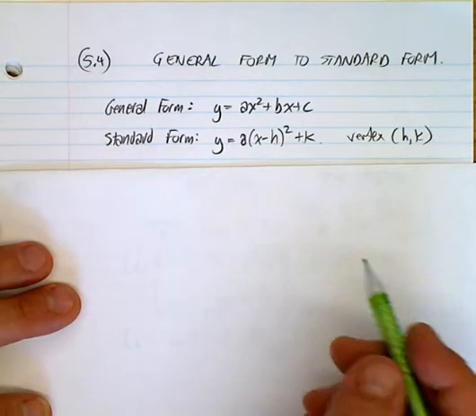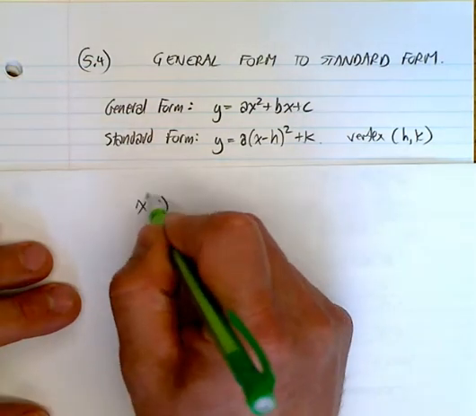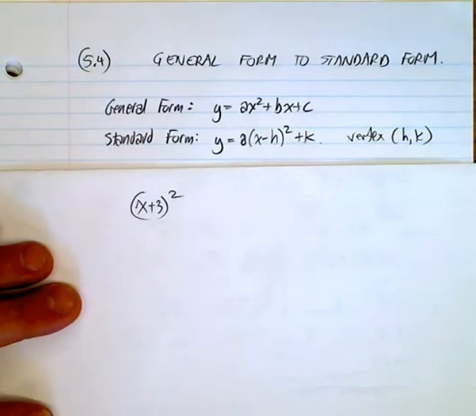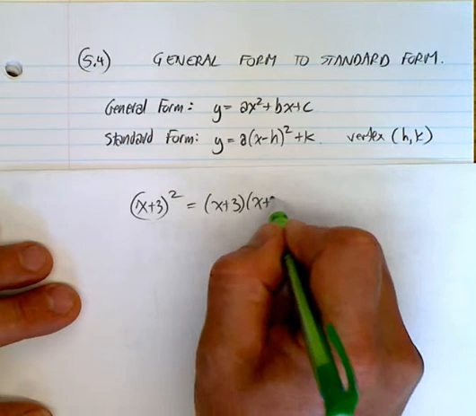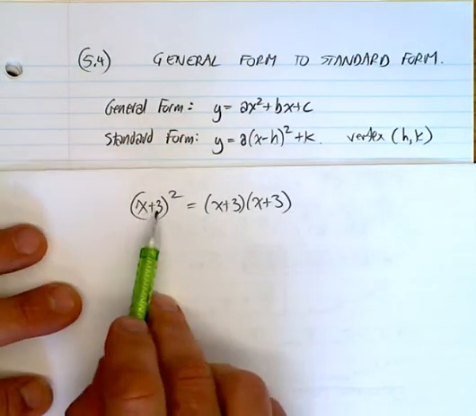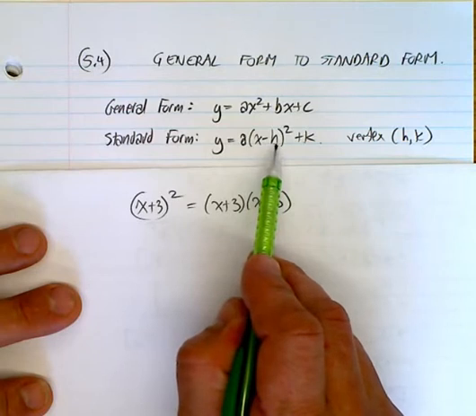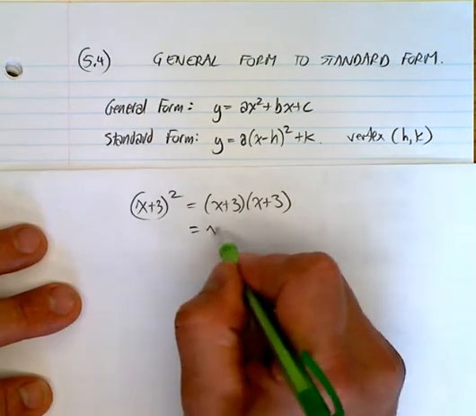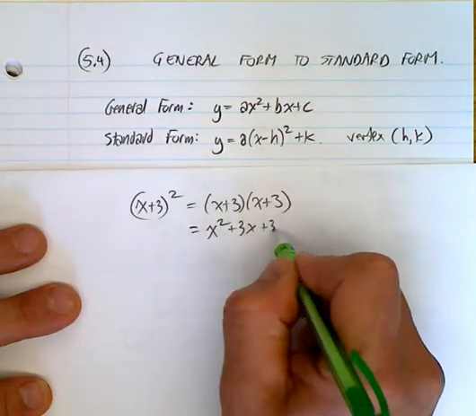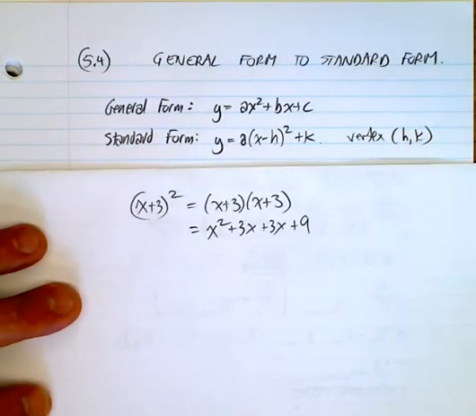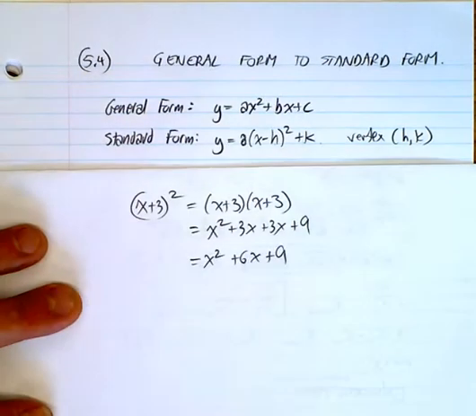You have to remember how to FOIL, what the whole foiling process is, right? If I have x plus 3 squared, for example, well, that's the same as saying x plus 3 times x plus 3, right? Why did I choose x plus 3 squared? Because that's kind of what we have in here, okay? Now, when you FOIL this, you FOIL the first ones, you go the outside ones, then you go the inside, and you go the last. And then we simplify it by gathering our like terms.